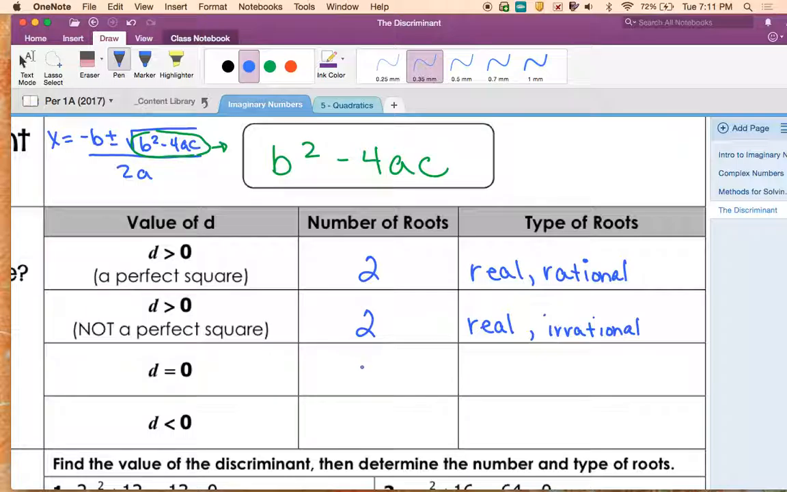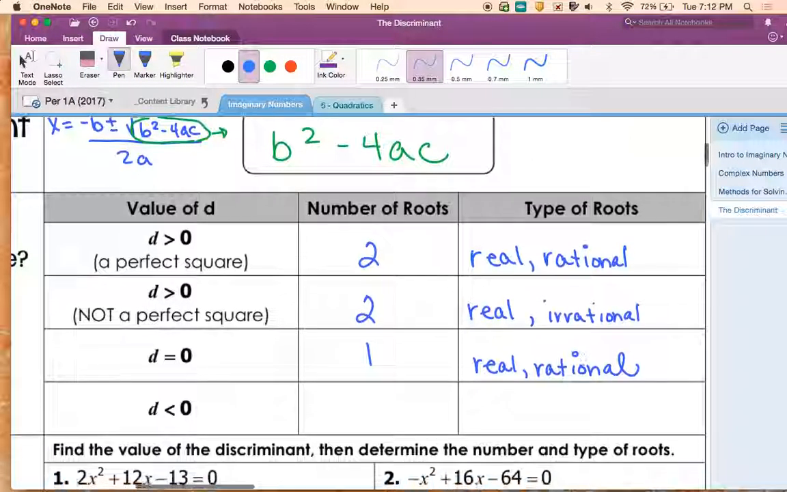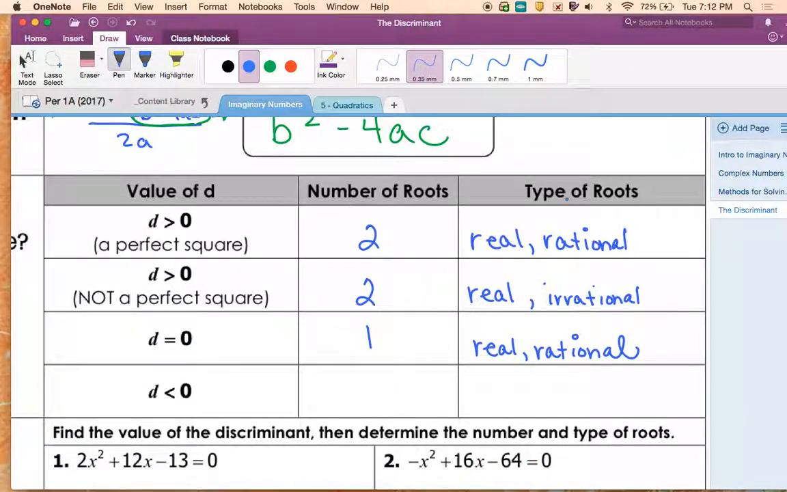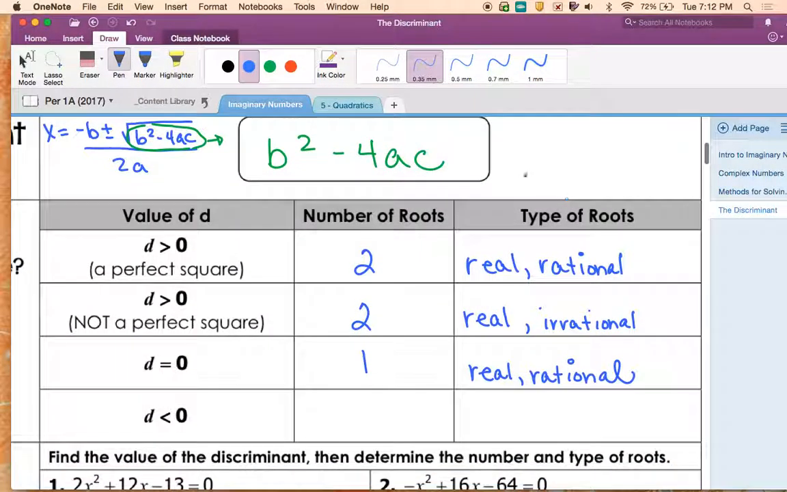If the discriminant is equal to 0, you're going to have one real rational answer. And if the discriminant is less than 0, which means this number under the radical is a negative number, because less than 0 means it's a negative number.